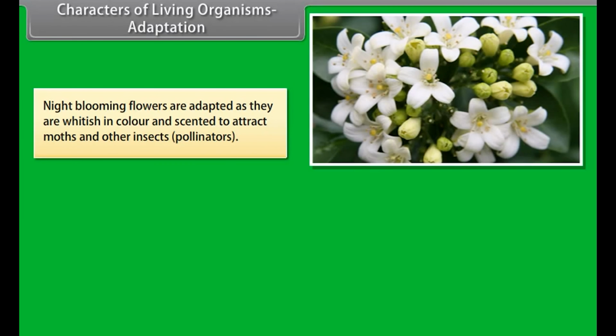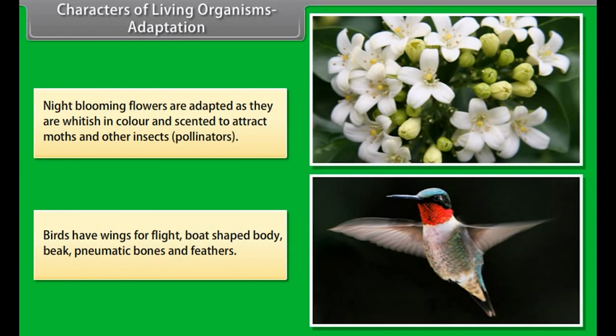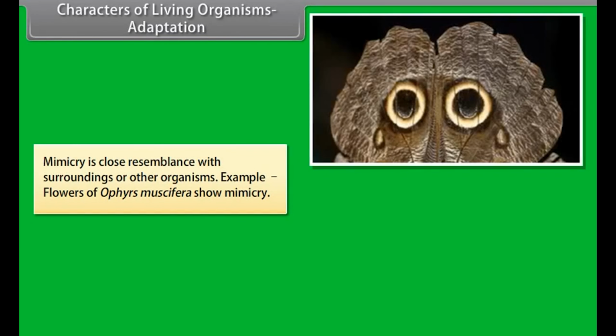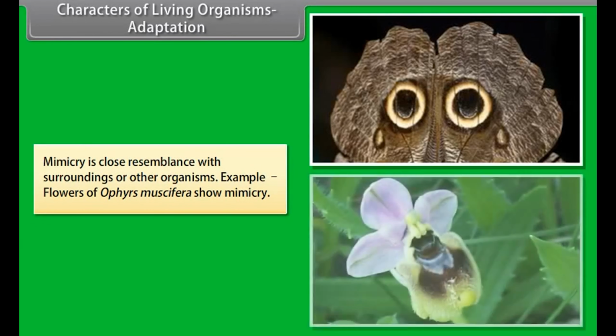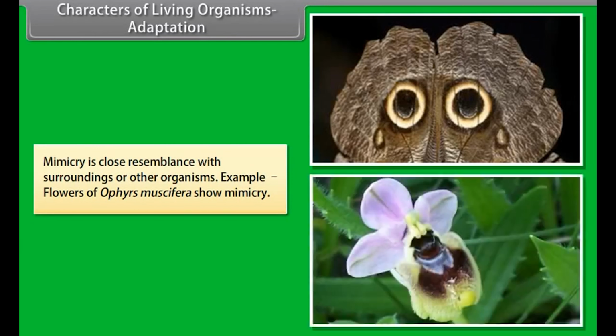Night blooming flowers are adapted as they are whitish in color and scented to attract moths and other insects, pollinators. Birds have wings for flight, boat-shaped body, beak, pneumatic bones and feathers. Mimicry is close resemblance with surroundings or other organisms. Example, flowers of Ophrys muscifera show mimicry.